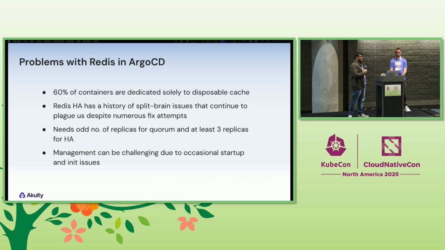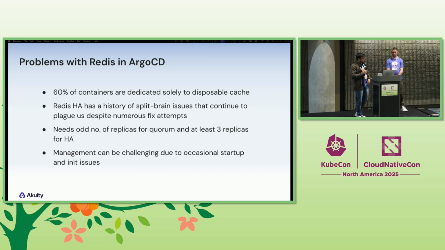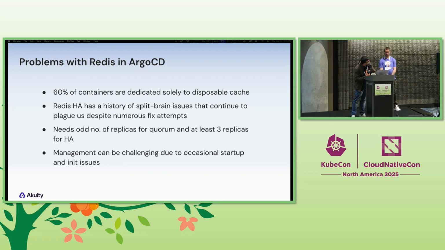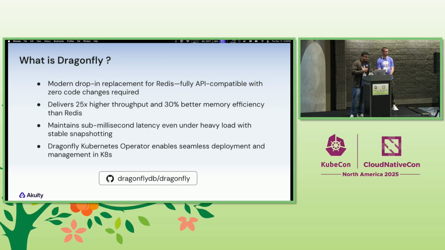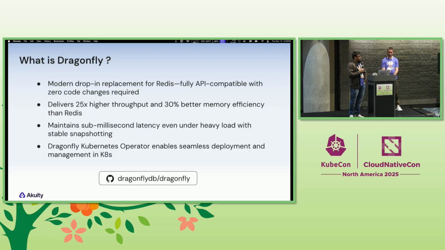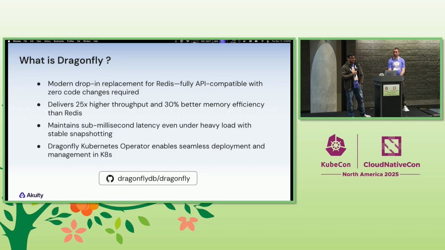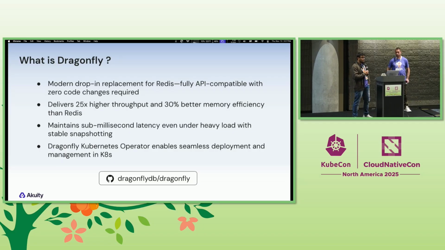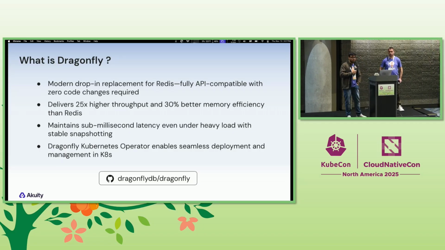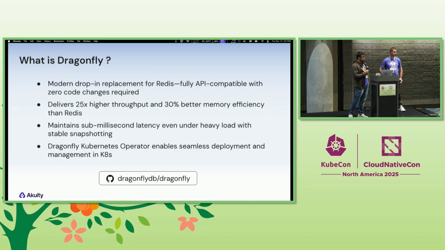The other benefit of Dragonfly is the performance benefits itself. We have overall 25x higher throughput and 30% better memory utilization when compared to Redis. And it maintains sub-millisecond latencies even under heavy load. You can take a look at the Dragonfly repository and the website for more benchmarking numbers.